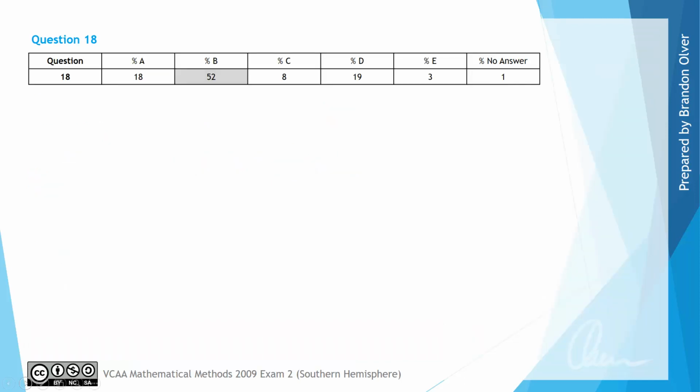So from the examiner's report, we can see that only a touch over 50% of students got that question correct in this exam, so it wasn't overly well done.